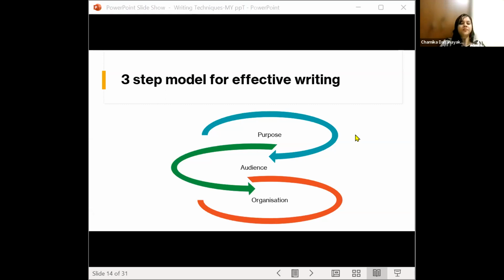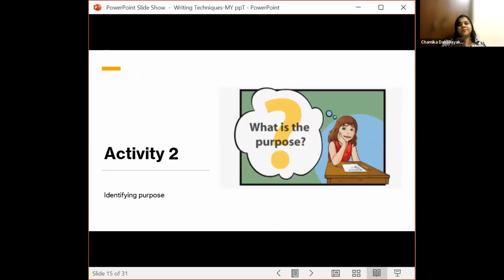So here comes the fun part, everyone, and we are going to jump into the fun stuff. But before we do the activities, we need to learn the very first step, the purpose of writing. Someone asked me how you apply the three-step model in the exam situation. So number one, what is your purpose in writing? Every question has a different purpose, right?